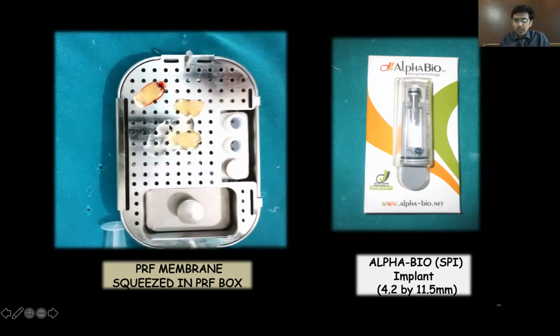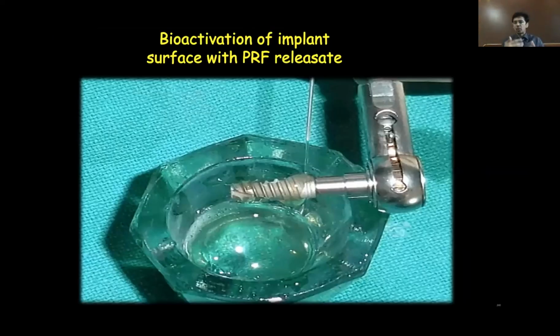But once you squeeze it, the liquid released, which goes into the down container, actually contains the majority of the growth factors. That releasate can be sprayed onto the implant, and ultimately what we found in the study was that at the end of 1 year, the amount of crestal bone loss was lesser as compared to the same implants placed without spraying of PRF releasate. So this was one thing.